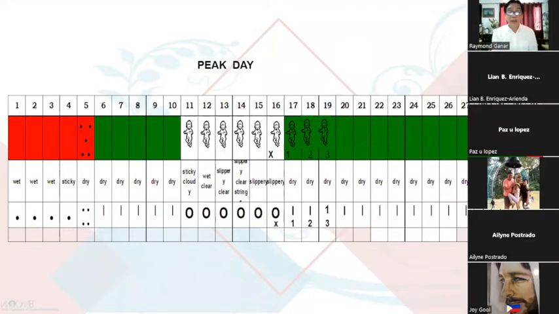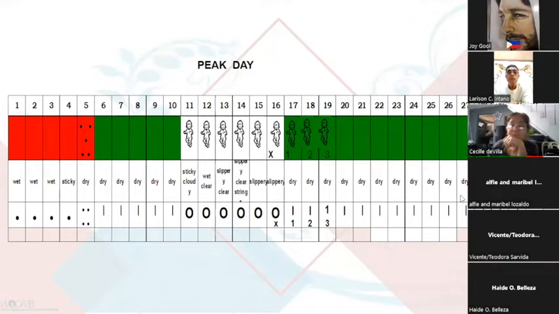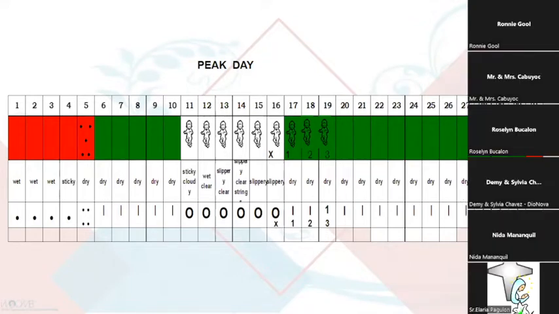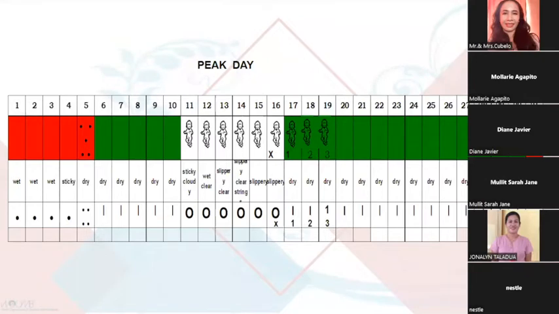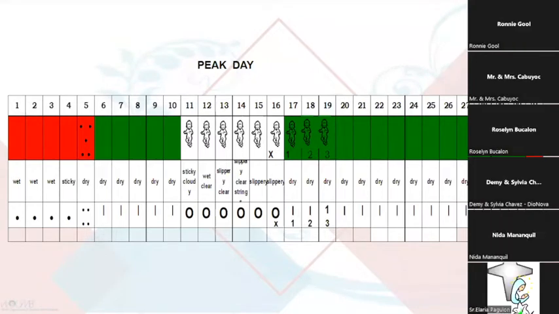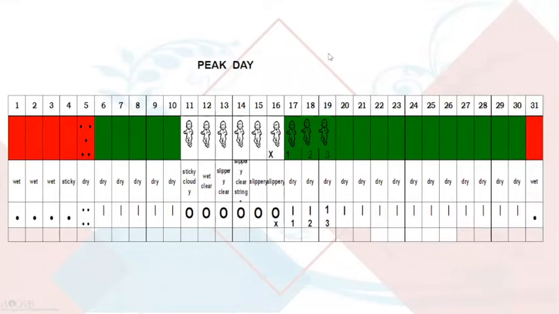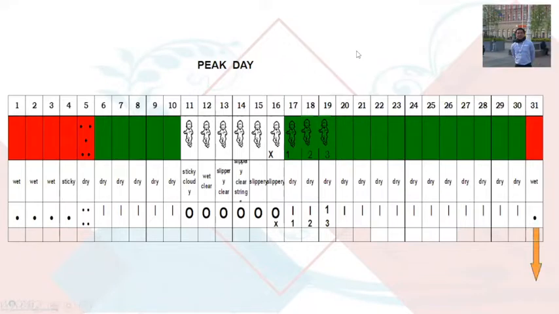Is menstruation now clear to all? Can I see a thumbs up or a yes in our chat box? Okay, I will wait for your responses. Thank you, Paz, for your response. Thank you, Vicente. Thank you, Heide. Thank you, Nida. Thank you, Molari, for your responses. So this is menstrual bleeding. Thank you, LV, for your responses also in the chat box. Okay, let's continue. So day 31 is menstrual bleeding.